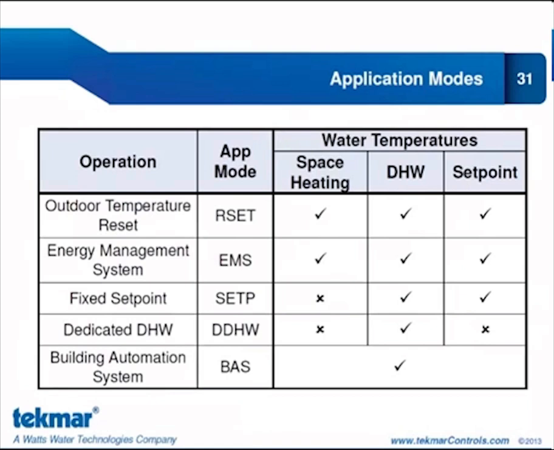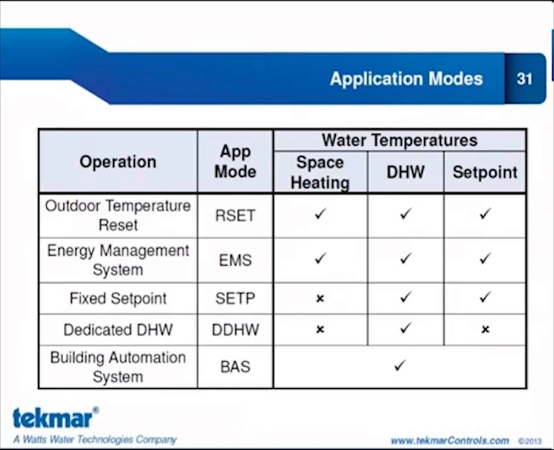We can set it up to have a fixed set point water temperature. So that's the application mode SETP for set point. In that case, we are not doing space heating. We cannot provide outdoor temperature reset for a space heating load. We can have our set point water temperature. In addition, we can have an indirect domestic hot water temperature. So we can have two separate water temperatures if we are in set point application mode.